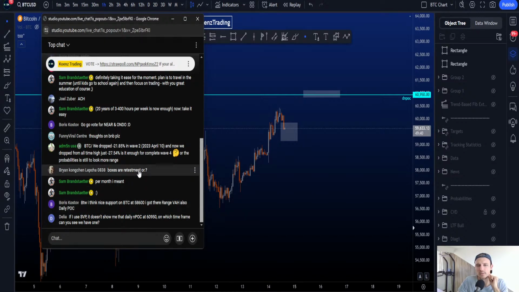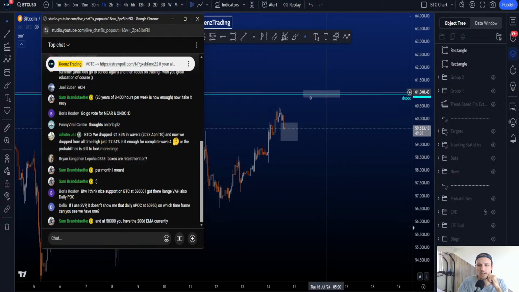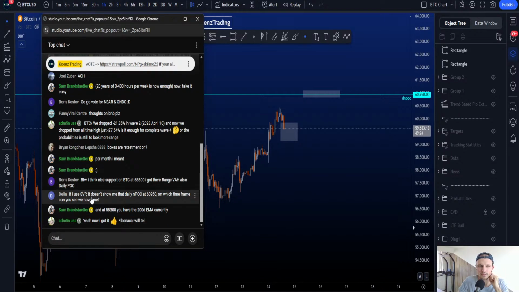Boxes are areas of interest. Before I start the altcoin, I'll quickly cover what I look for on Bitcoin here. Range value area high, daily point of control. Yeah, it's about finding that confluence.